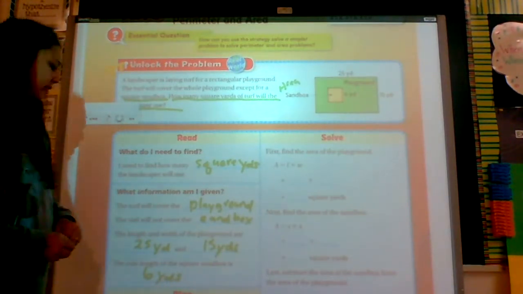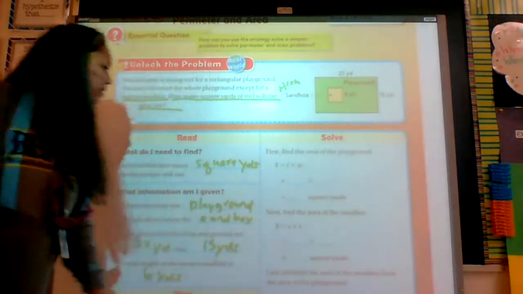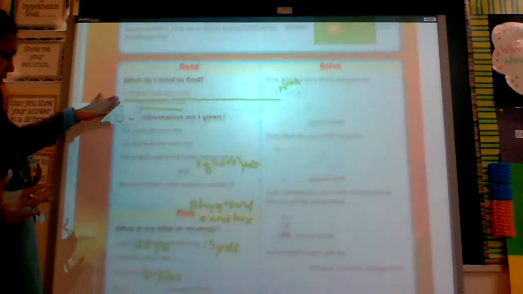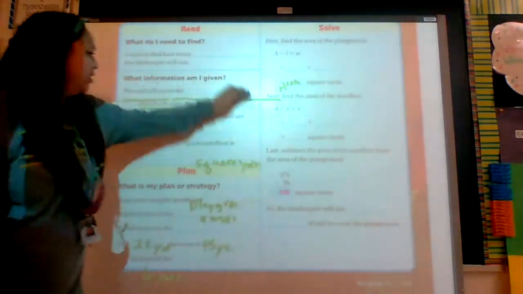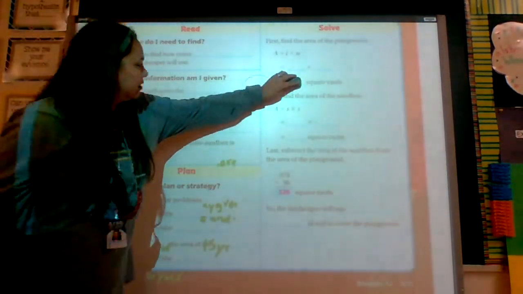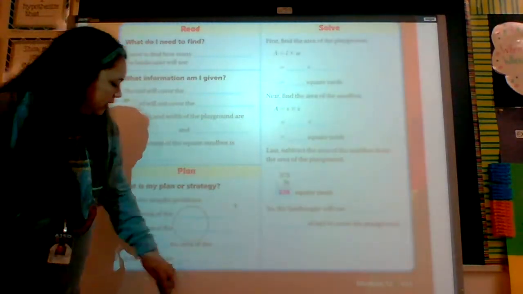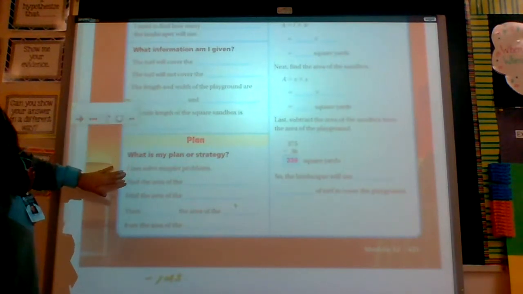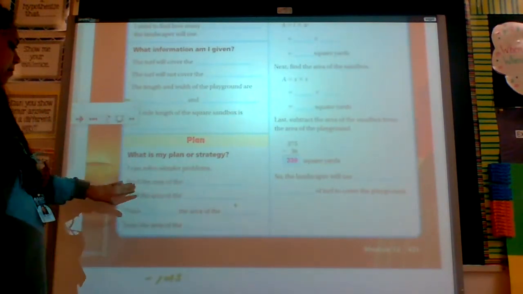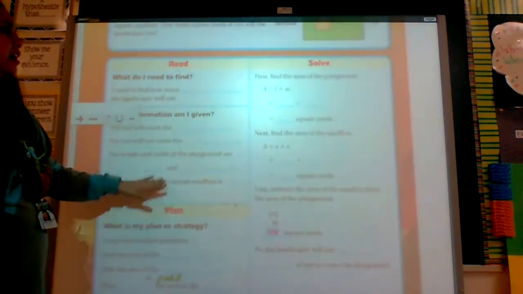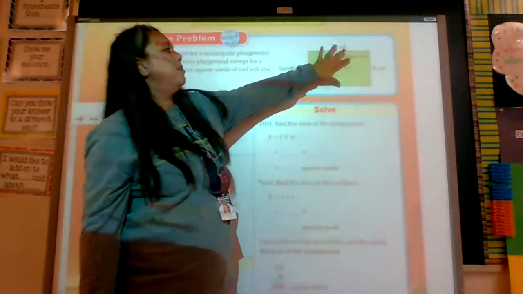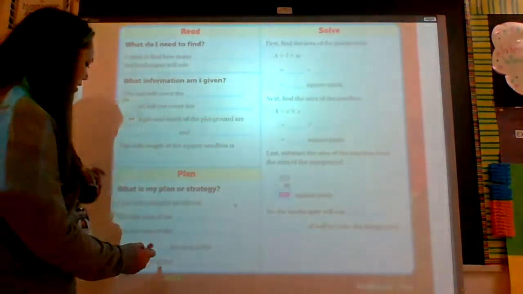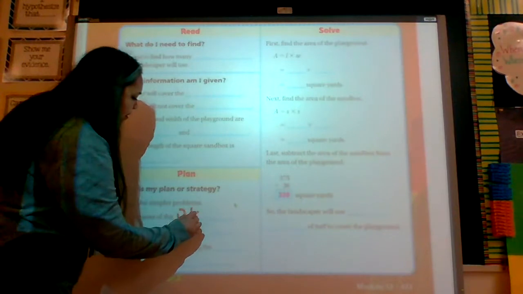Now, down here you can devise a plan. If I move this, you might pause this video and get this copied, because as soon as I move it, of course, I can't get it all on here. I'm going to have to erase this. So now we can use what we know to make a plan and a strategy. I can solve simpler problems. I can find the area of the big playground, and find the area of the sandbox.